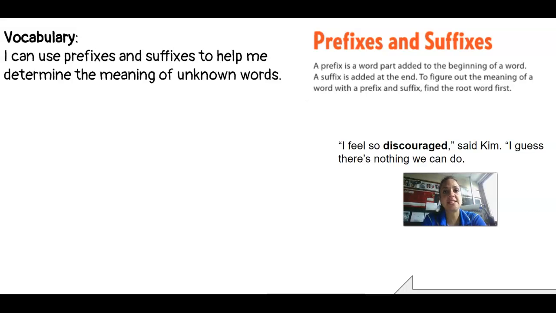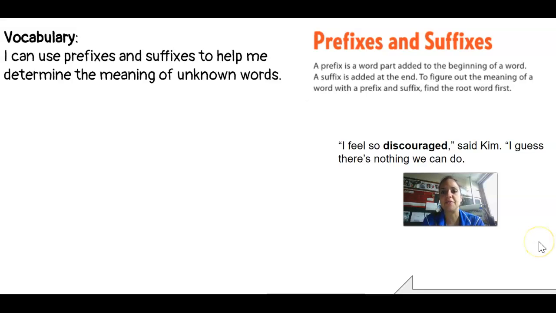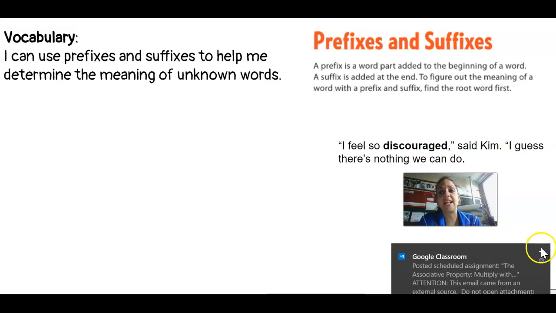I can use prefixes and suffixes to help me determine the meaning of unknown words. What is a prefix or a suffix? A prefix is a word part added to the beginning of a word. A suffix is added at the end of a word. Okay, now to figure out the meaning of a word with a prefix and a suffix, we're going to find the root word. Sometimes we call that the base word.